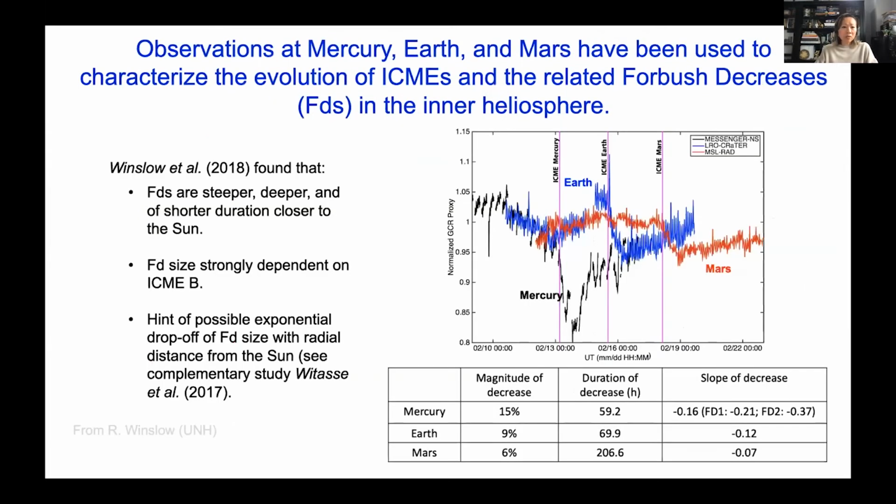Reka Winslow and her team have utilized observations from Mercury, Earth, and Mars to study the propagation of CMEs from the sun out to these distances, and also how the Forbush decreases, the features associated with CMEs, get affected as the CME propagates outward?